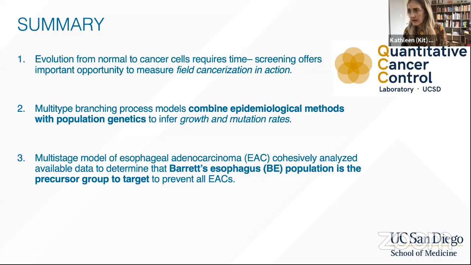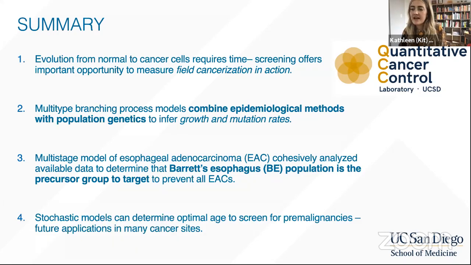And the main message of the first part of the talk was that using such a model that cohesively analyzes different types of population level data, we found that the Barrett's esophagus population is the right precursor group to target to prevent essentially all esophageal adenocarcinomas. And those patients are just not being found right now. They're a very under-screened population, and a lot of people who have Barrett's have no idea that they ever had it.